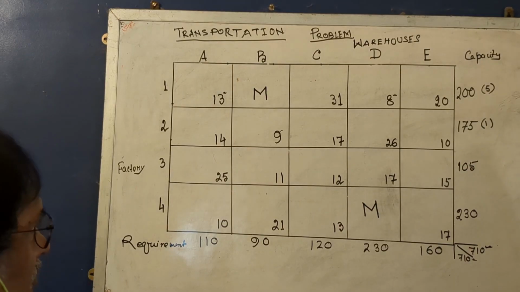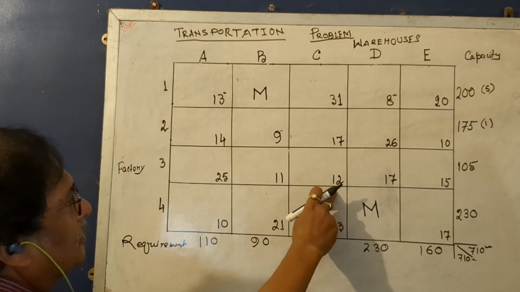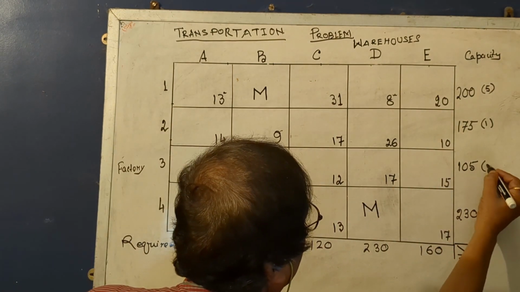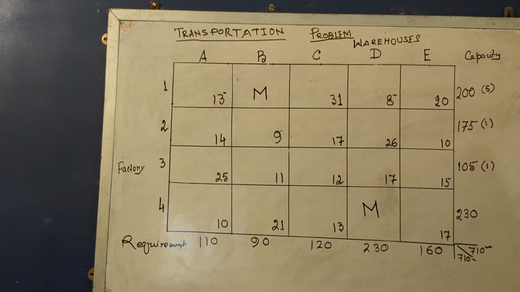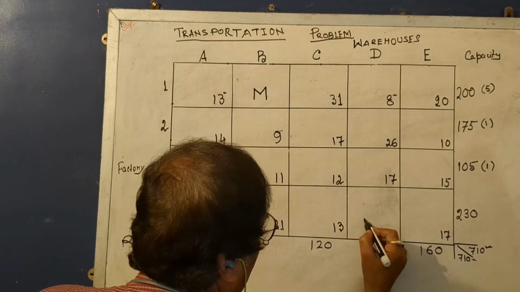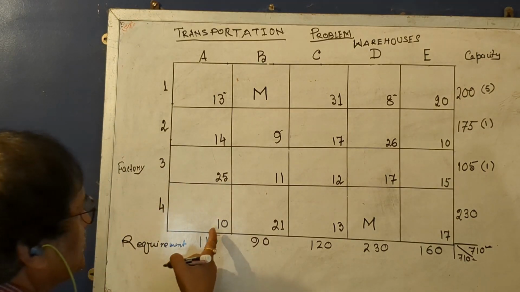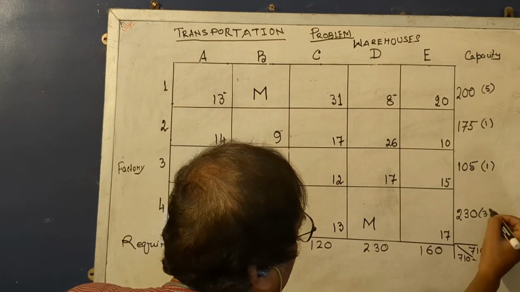the lowest cost is 11 and the immediate lowest cost is 12. Because the difference of the lowest and immediate lowest is 1. And for the last row, I'm writing 8 in this place. The lowest cost is 10 and the immediate lowest is 13. That's why the difference is 3.